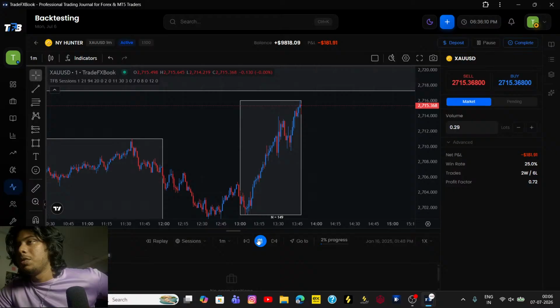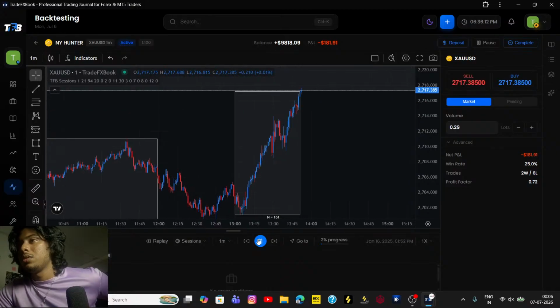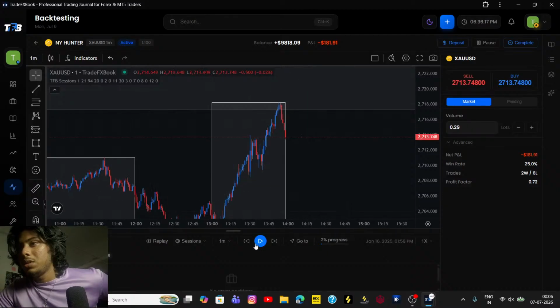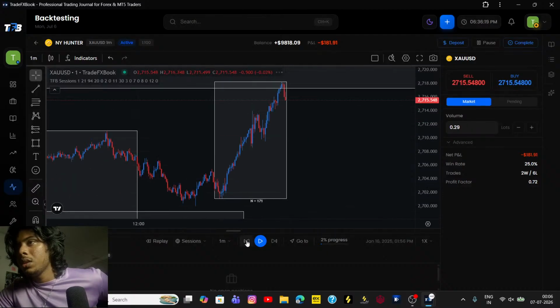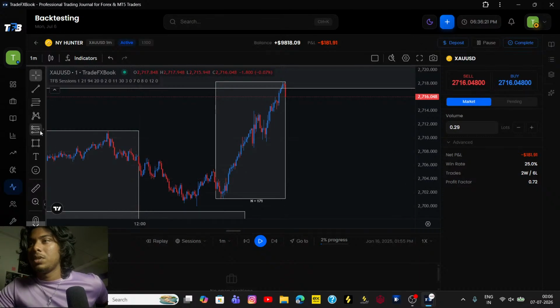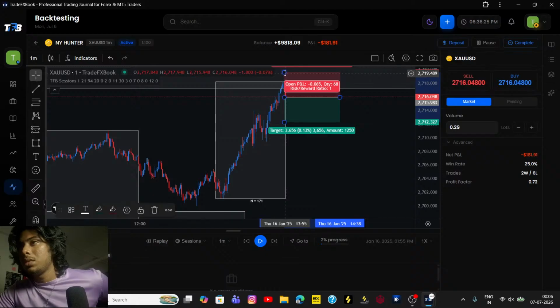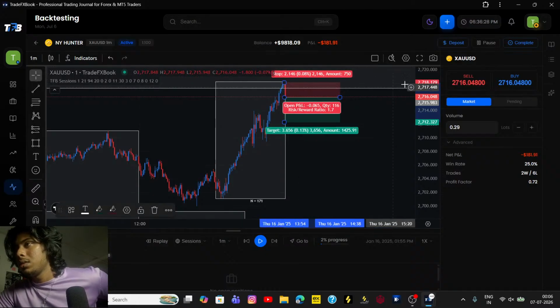I hope this taps before the New York session ends. Okay, it tapped officially. I'm missing out. I would have shorted here. It's as simple as that. I would have shorted at this level as well as this. Let me show you.